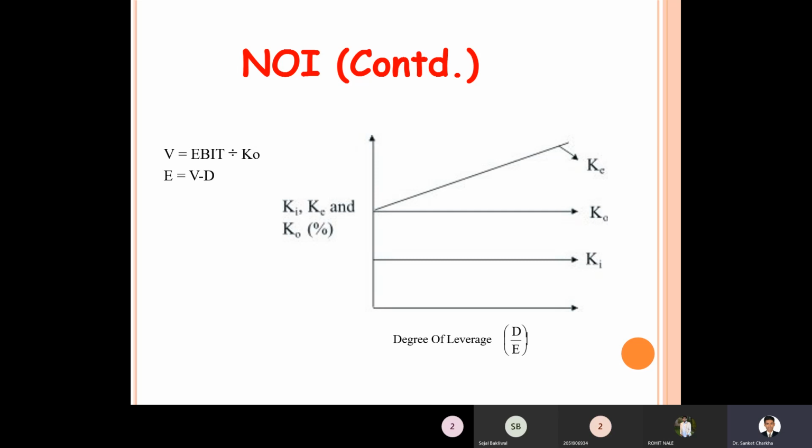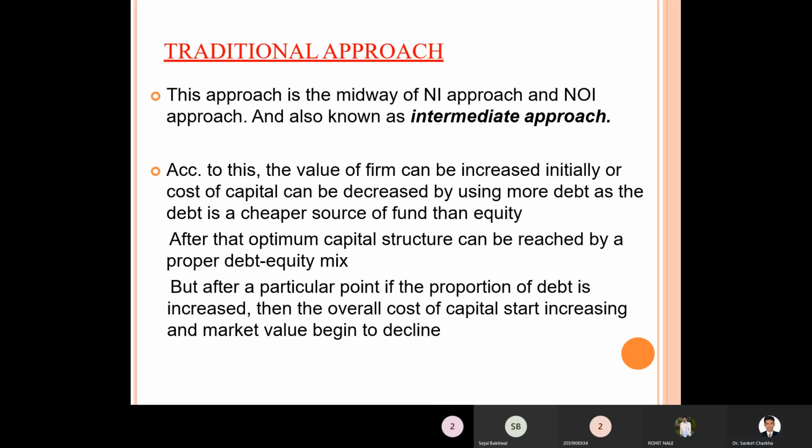Here, the valuation of the firm is calculated as EBIT divided by KO, that is the overall cost of capital, and E is equal to V minus D. The degree of leverage can be calculated by the formula D divided by E, as displayed in the picture. Now, let's look at the third perspective, that is the traditional approach.